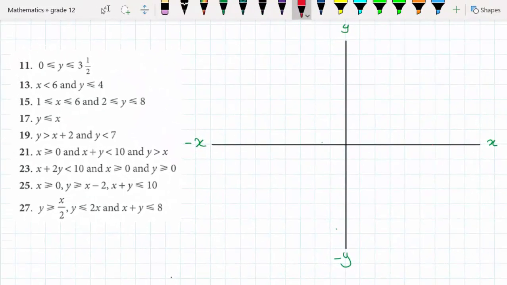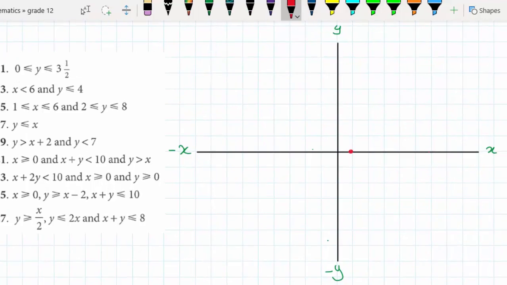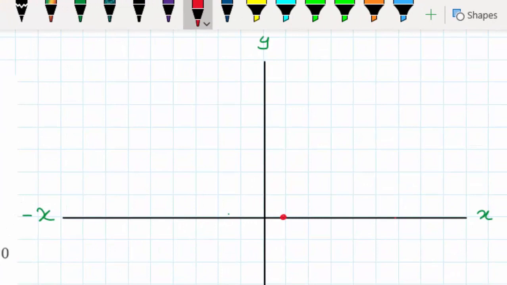15. Again, we have two inequalities, but each one of them needs two solid lines. The first one, x is between 1 and 6. So 1 on the x-axis is here. 6 on the x-axis, 1, 2, 3, 4, 5, 6, is right here. So between them is the region that we need.